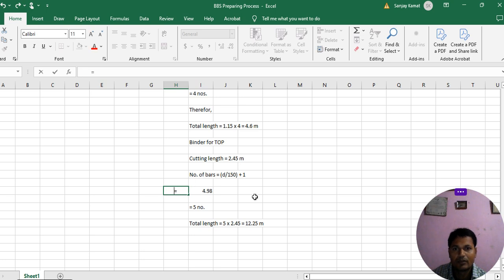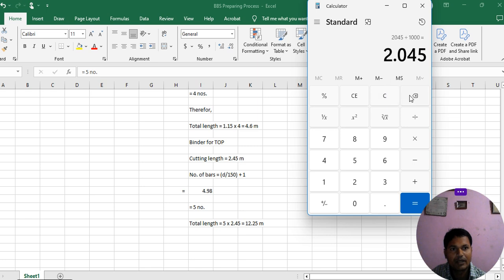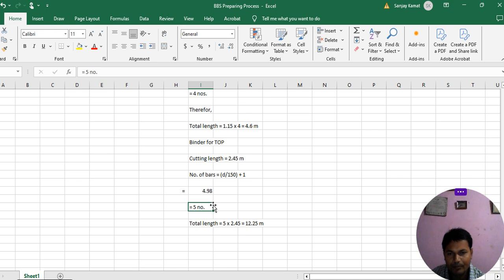Now after doing this, how much will it come? It will come approximately 4.98, which is approximately equal to 5, because this time you have to round up, and after the decimal this is 9, so you round up and this will become 5.